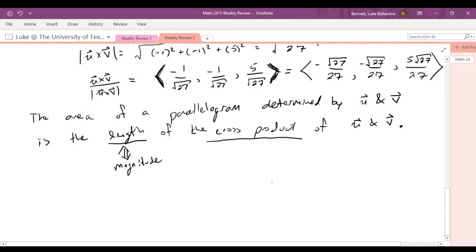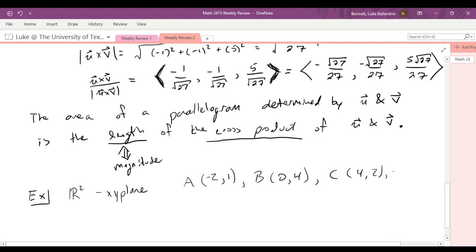Okay. So for this next problem, this is in R2. We're in the XY plane now. We're given a parallelogram by its vertices, and we're asked to find the area of this parallelogram. So the vertices of the parallelogram are given as A is -2, 1, B is 0, 4, C is 4, 2, and D is 2, -1.